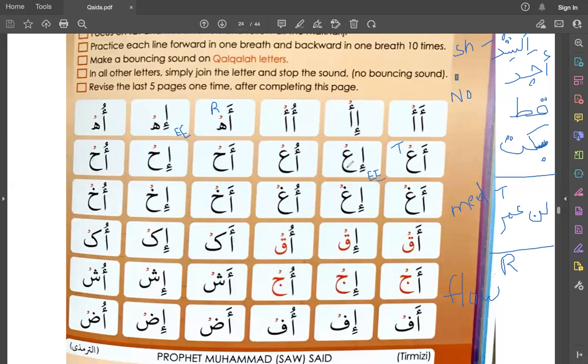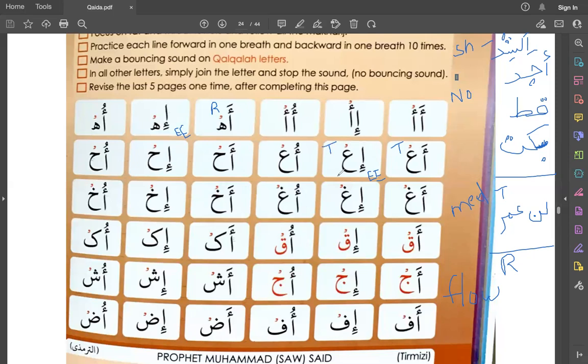Look, I'm not shutting down the sound as ashadda letters do. And I'm not saying a very long flow of sound, but giving it a medium flow of sound. This is what tawassut is called. Tawassut is a medium flow of sound.